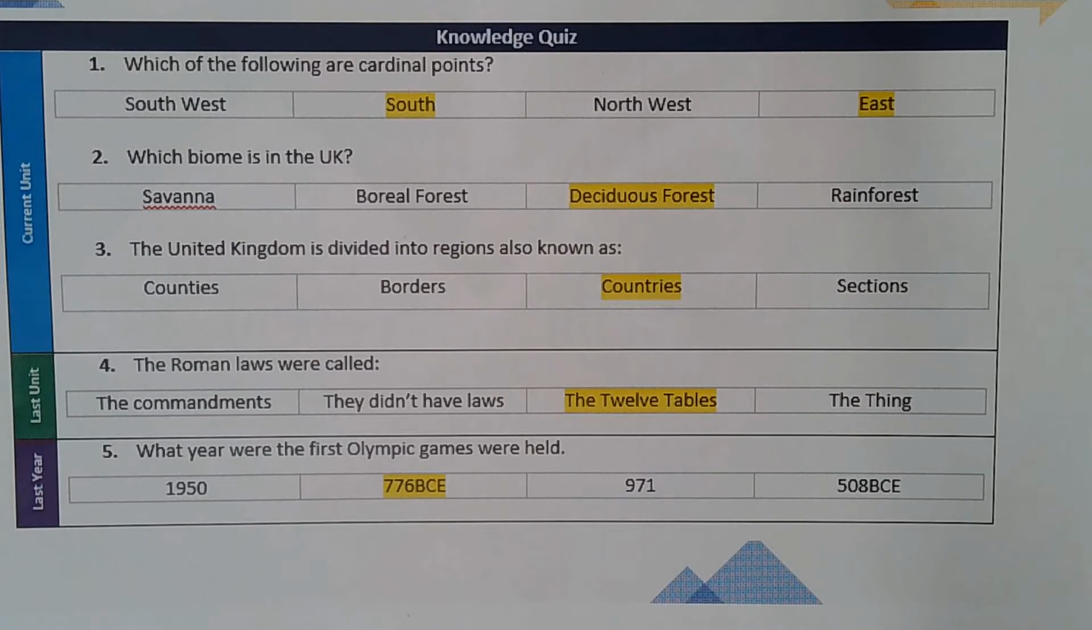Number 3. The United Kingdom is divided into regions known as countries. Well done. So you have Scotland, Wales, Northern Ireland and England. And last unit, or sorry, that should be from last year, my apologies. Well no, it's from the last unit too, to be fair, because we did discuss the Romans. The Roman laws were called what? The 12 Tables. And number 5, what year were the Olympic Games first held in ancient Greece? It was 776 BCE. So you need to pause the video here and make sure you've all ticked or fixed your work before uploading to Seesaw after the lesson.